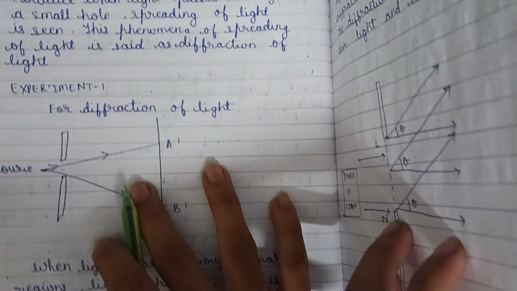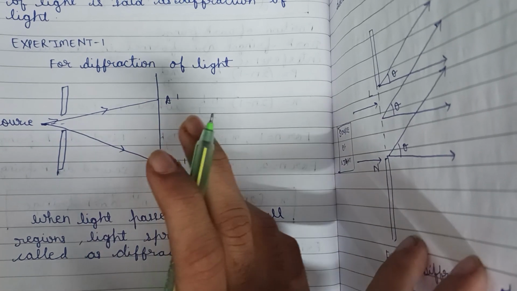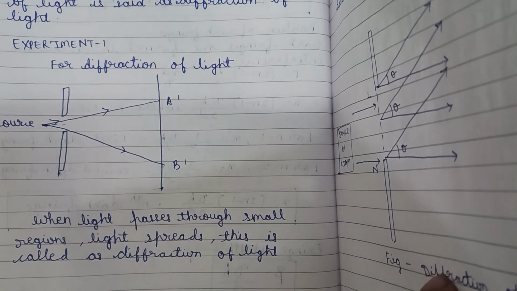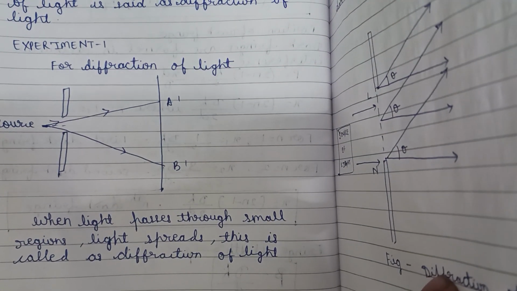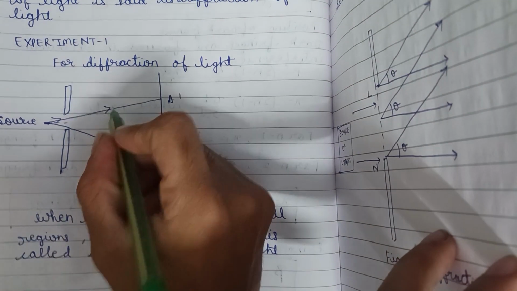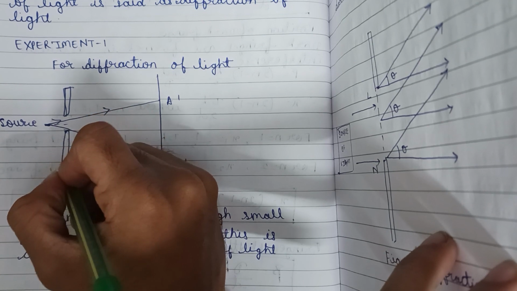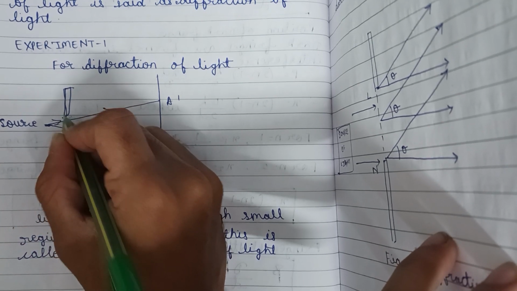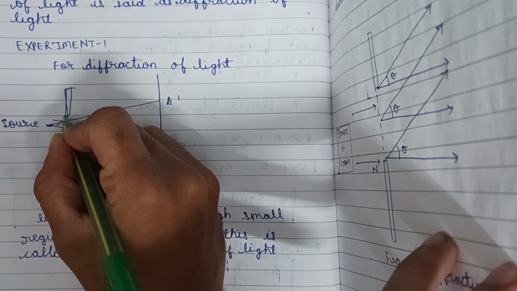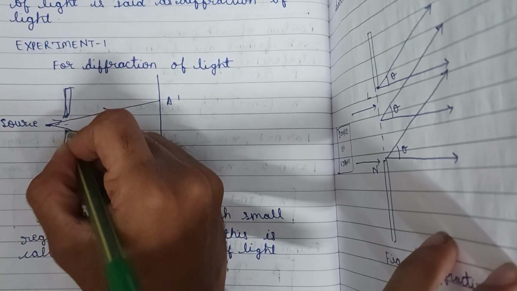So now let's see that for diffraction of light an experiment was done. In this we have taken a source of light, and from this source of light we have taken an object, and this is another object, and there is a gap in between these objects, and this is the edge of this object and this is the edge of the other object.